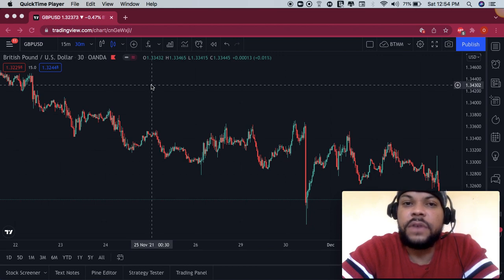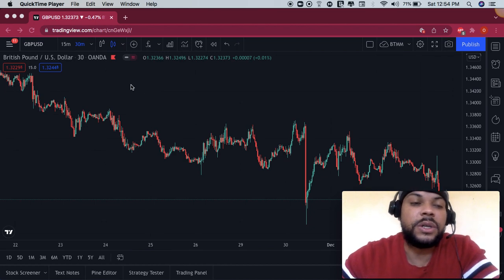Also, if you're a fundamental trader and you want to get some confluence and you want to find exactly when and where to enter the market, then of course this tool is pretty helpful. All right, so this is the general view of everything.